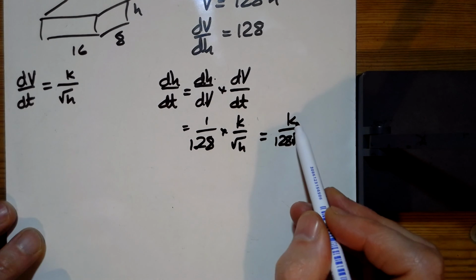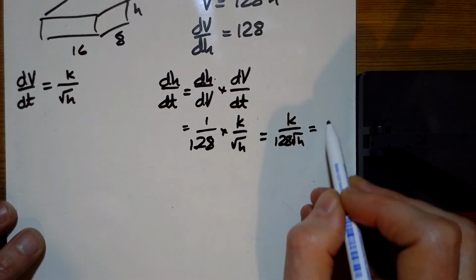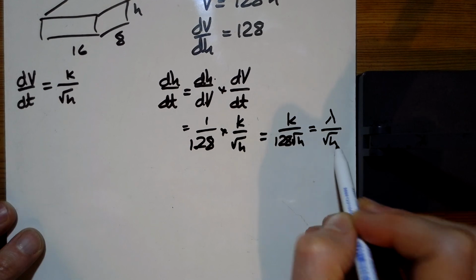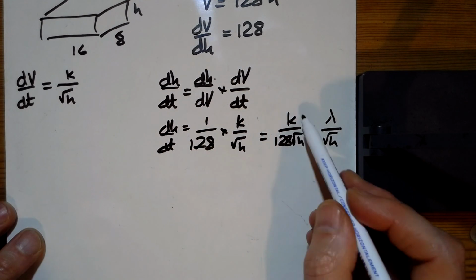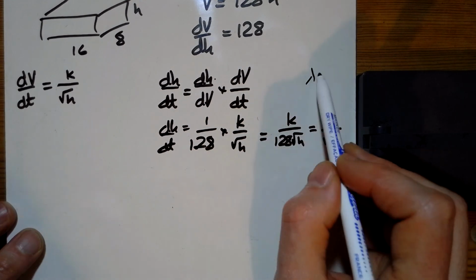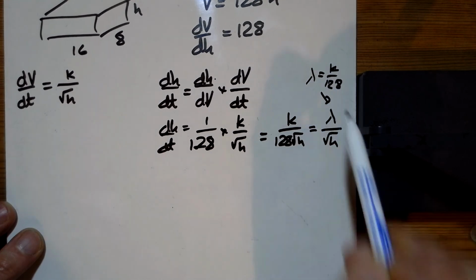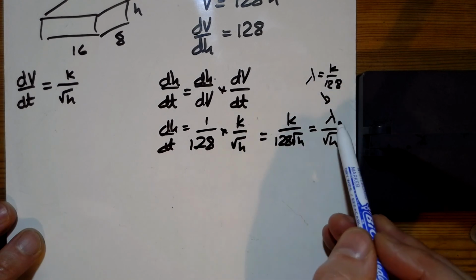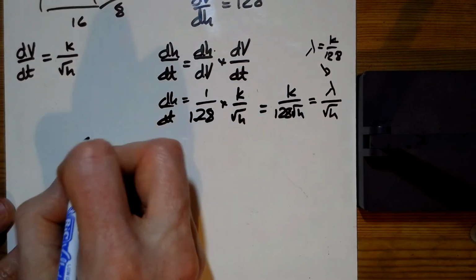And because k is just a number and 128 is just a number, we can say this is just some number over root h, like we were asked to show. This might seem like we're just making things up here, but if you don't like doing that, you just say lambda equals k over 128, and then you've got it there. But really, we're just combining these two numbers into one other number. So that's part A. That's the 3 marks for part A.